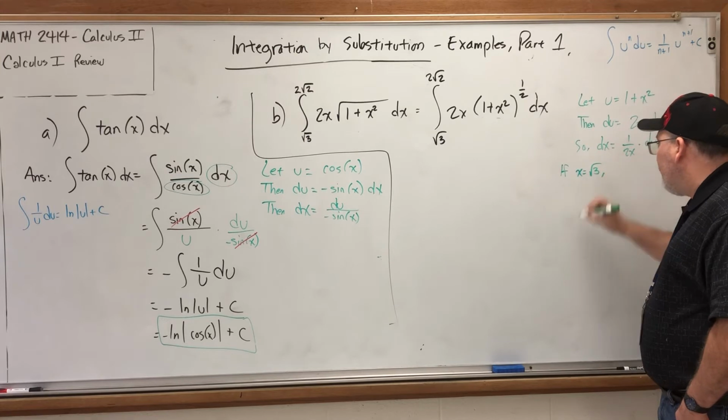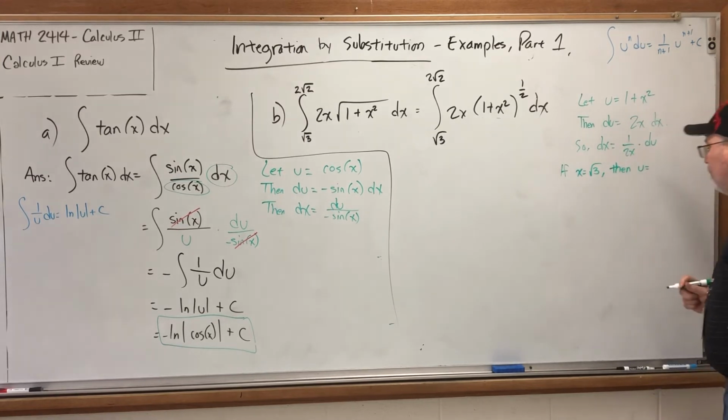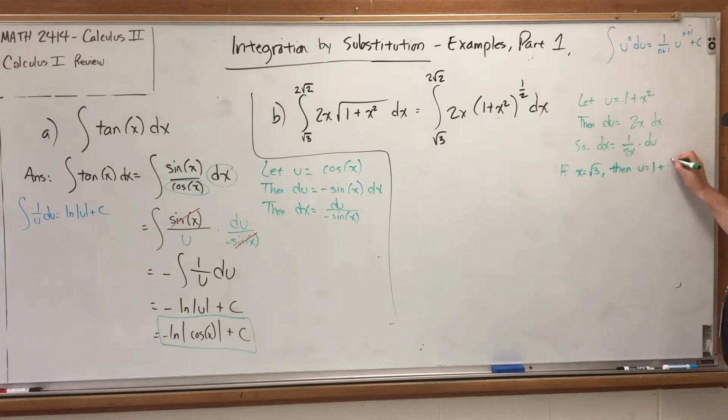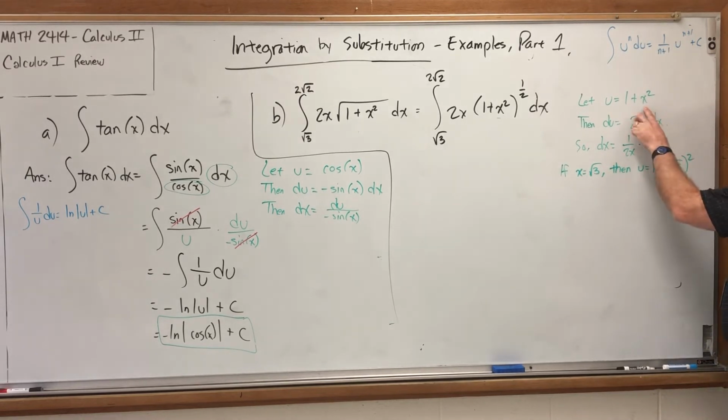If x is equal to the square root of 3, then what will u equal? Well, u is defined to be 1 plus x squared. So u would be 1 plus the square root of 3 squared, which I got by simply substituting the square root of 3 for x into this substitution equation. Well, the square root cancels the square, that leaves 1 plus 3, so I get u equals 4.